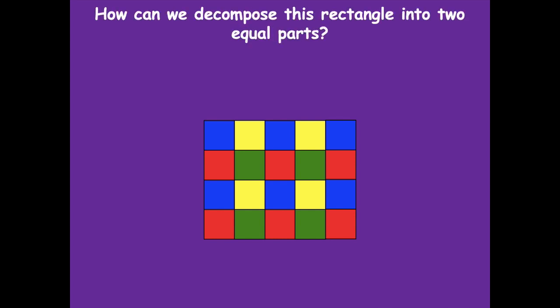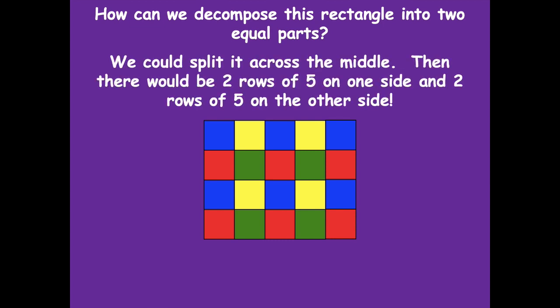All right, so how can we decompose this rectangle into 2 equal parts? So if we were to draw a line somewhere in here, where would that be to make it have 2 equal parts? Yeah, we could split it across the middle, right? And then there would be 2 rows of 5 on one side and 2 rows of 5 on the other side. So we could split it right here.